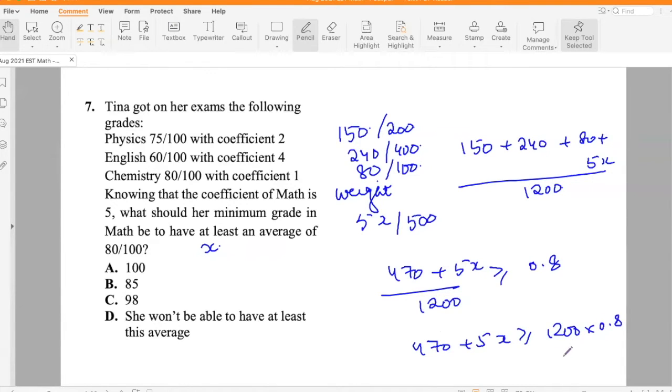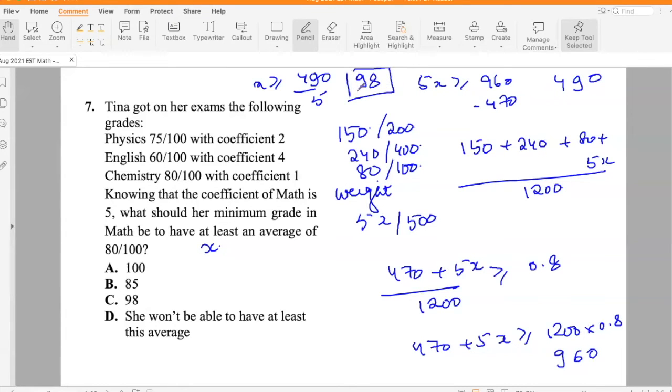So that's 8 twos are 16, 96, 960. So 5x should be greater than 960 minus 470, which is 490. So x should be greater than 490 by 5, which is 98, right? So she should get a minimum of 98 on math to get this result.